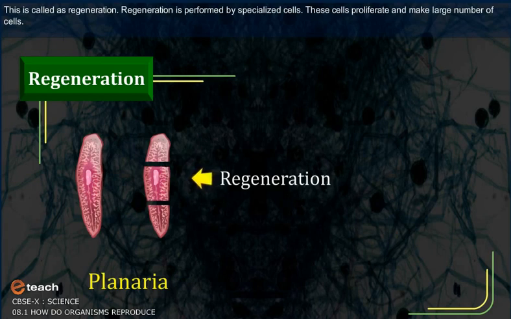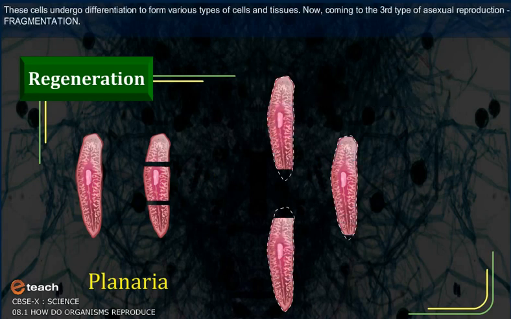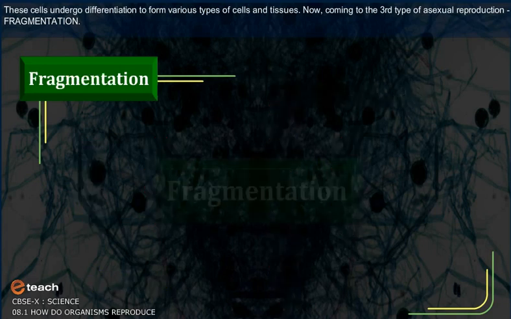Regeneration is performed by specialized cells. These cells proliferate and make a large number of cells. These cells undergo differentiation to form various types of cells and tissues.